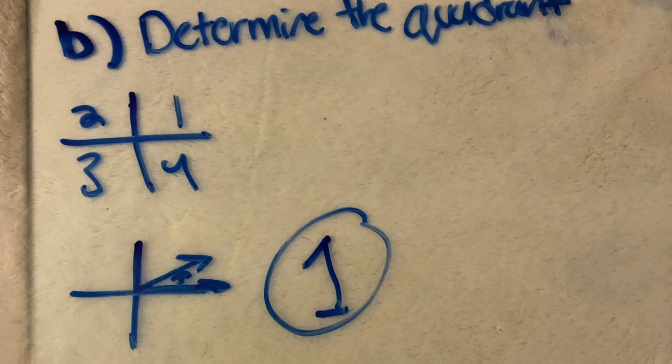Then part B says determine the quadrant in which the angle lies. Quadrant 1 is the top right corner, quadrant 2 is the top left corner, quadrant 3 is the bottom left corner, and quadrant 4 is the bottom right corner. So the angle is in quadrant 1 because it's 40 degrees, and the end of quadrant 1 would mark 90 degrees. So 40 is in between 0 and 90 degrees, which means the angle lies within quadrant 1.